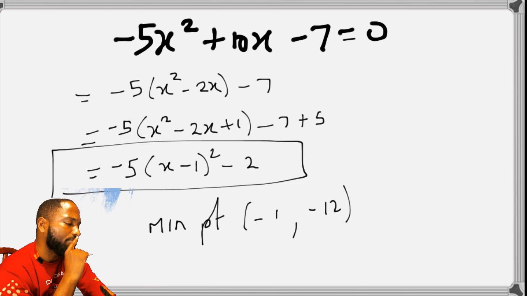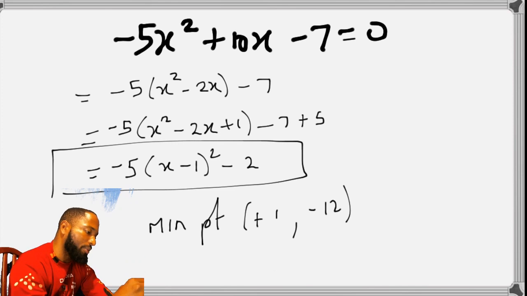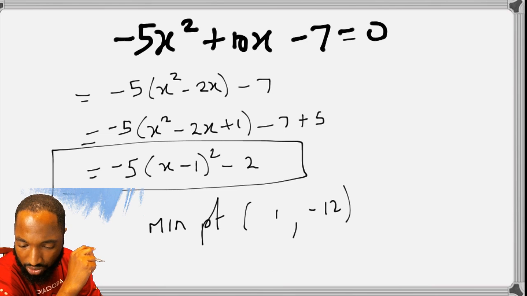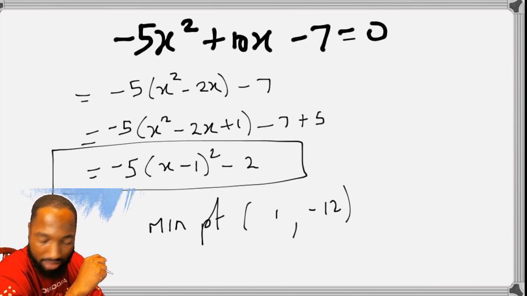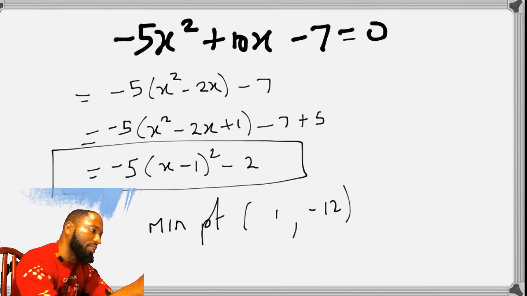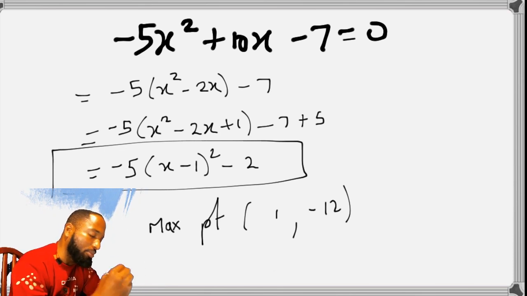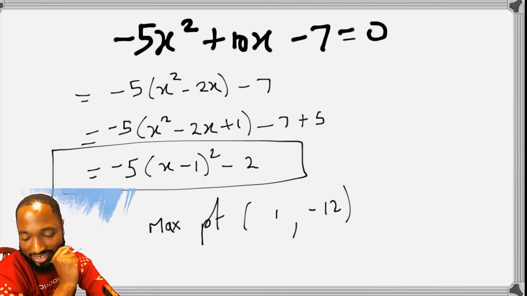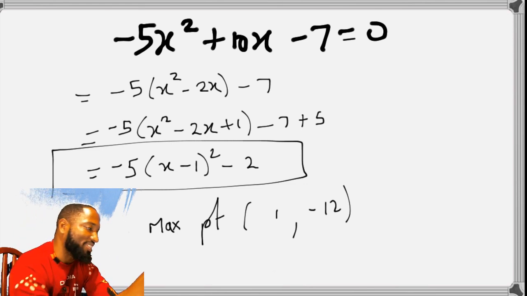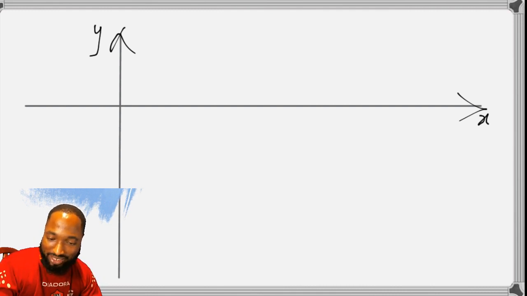Alright, so the minimum point is positive 1, because remember, it'll be positive now. Positive 1, negative 12. I remember it's not a minimum point, sorry. Wow, I'm going to make a mess of this question. It's a maximum point. And I think you know how to fix it. It's a max. So good. Alright, so I'll give you the chance to fix it.